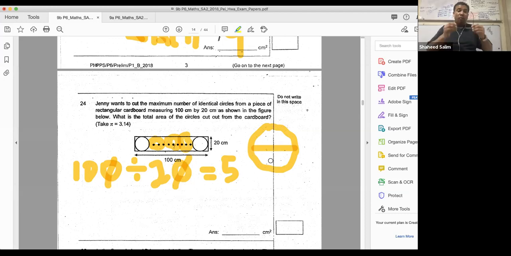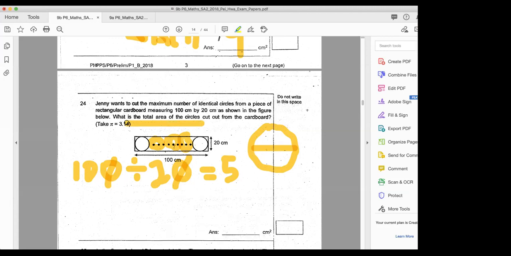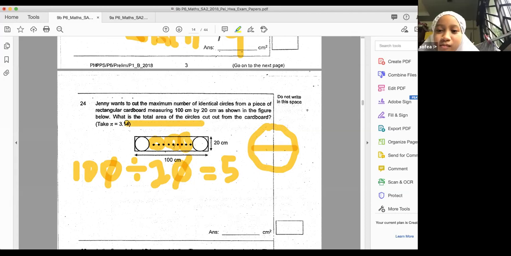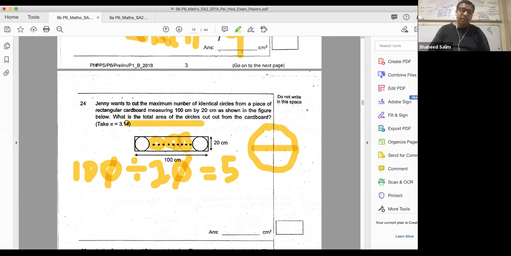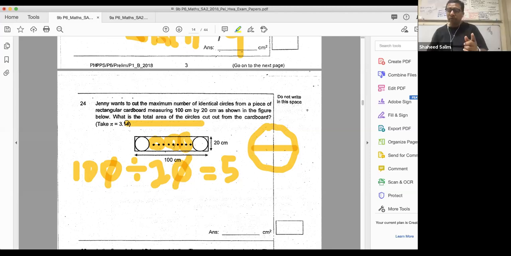314. Good. That's the area of one circle. They want the total area of all the circles. Good. Go and find out. All the circles. Oh, okay. I think 1570. But this is after I corrected you. 1580. 1570, 1580. One of you is correct, one is wrong.